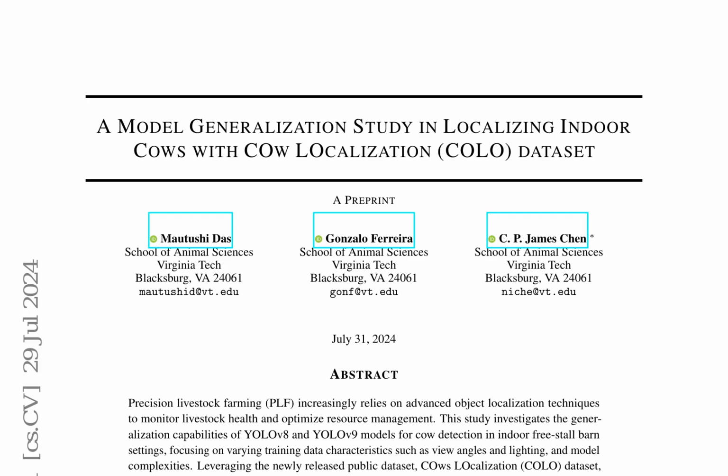The cow's localization (COLO) dataset is leveraged to investigate three key hypotheses. 1. Model generalization is equally influenced by changes in lighting conditions and camera angles. 2. Higher model complexity guarantees better generalization performance. 3. Fine-tuning with custom initial weights trained on relevant tasks always brings advantages to detection tasks.